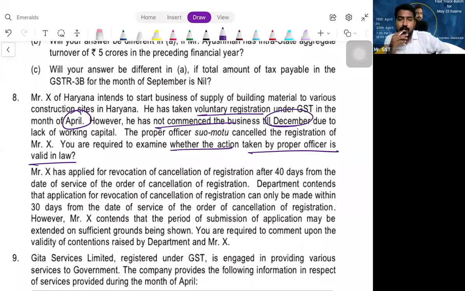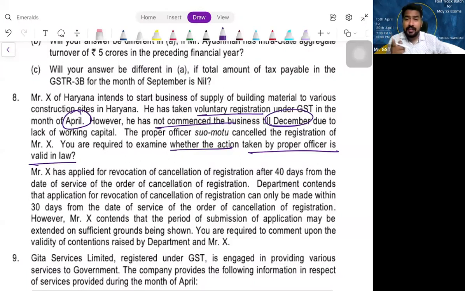Yes, sir, it's valid. Why? For the past 6 months there is no business. Within 6 months you should commence the business. According to the relevant provision, a person who has taken voluntary registration has to commence business within 6 months. Exactly, Roshni, very good, correct.